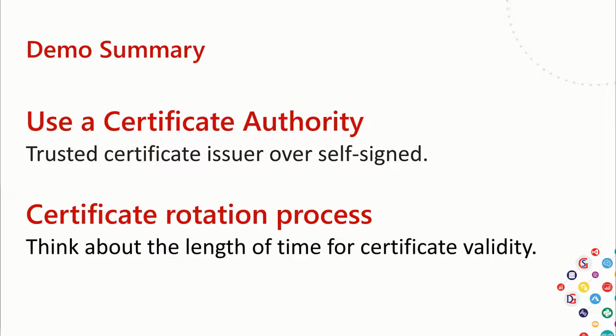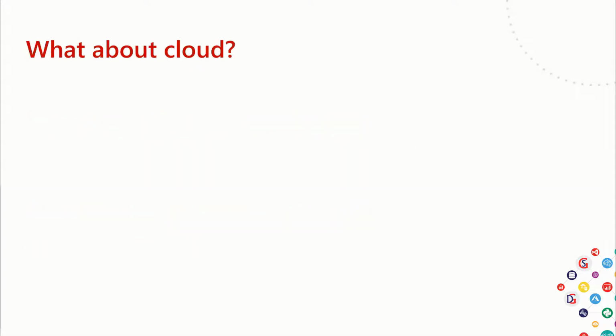Okay, so we've spoken about network segmentation, we've spoken about TLS. Both of those are primarily focused on our on-premises environments. So what about the cloud environments? Are they radically different?